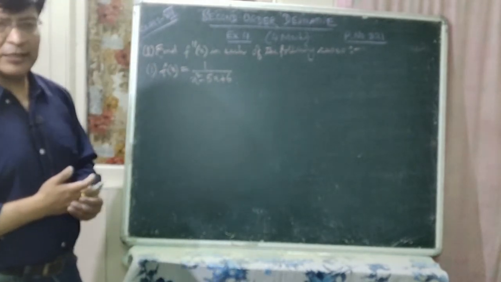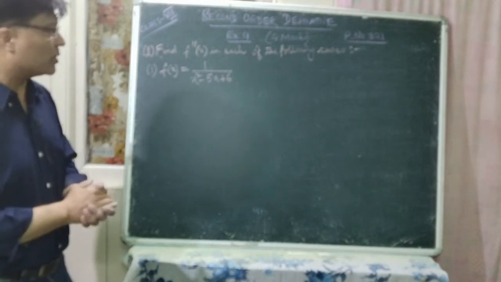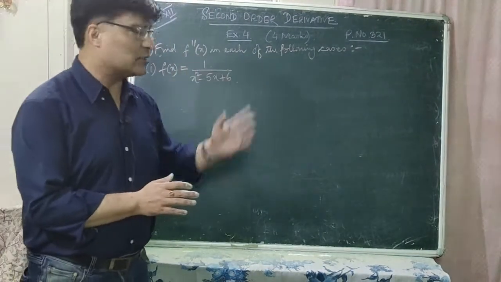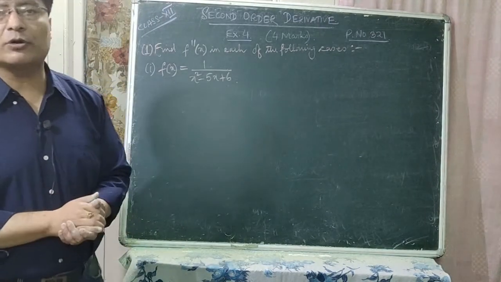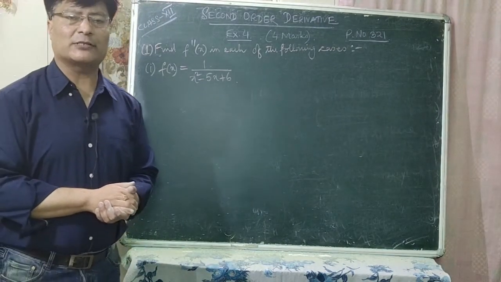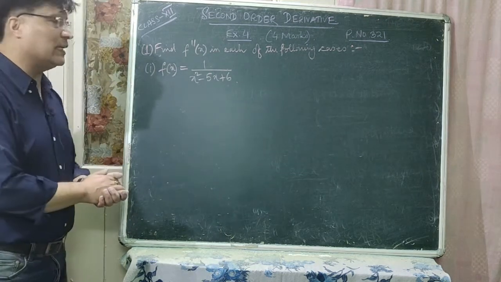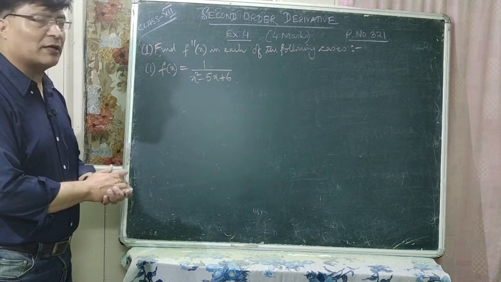The section is each question carries 4 marks section. Page number 321 from the same book, Higher Mathematics for class 12 by SND. So question number 1 is find f double dash of x.